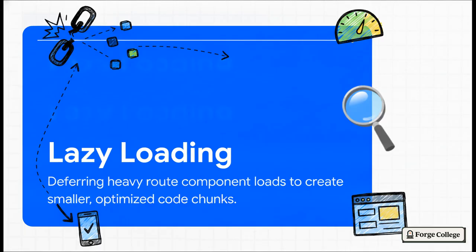Lazy loading uses tools like React.lazy and Suspense to defer loading those heavy route components. Bundlers like Vite or Webpack actually use these React features to physically split your code into smaller chunks. So the user only downloads the code when they actually navigate to that specific part of the app. It shrinks your initial bundle size drastically, which makes your app feel instantly responsive.